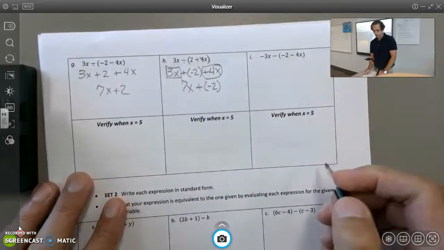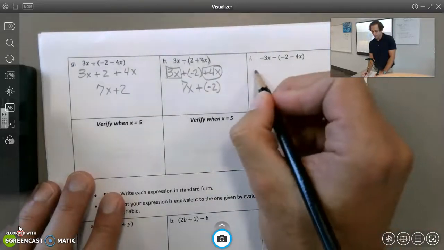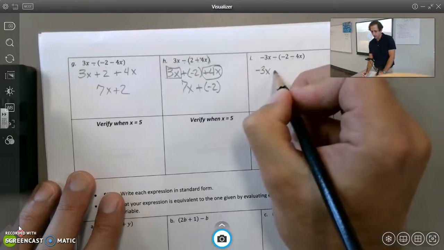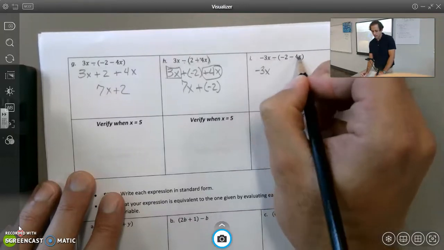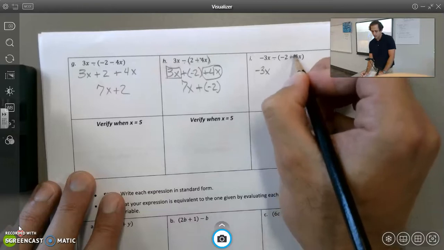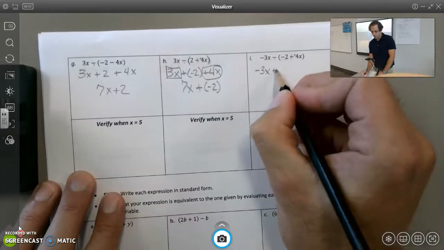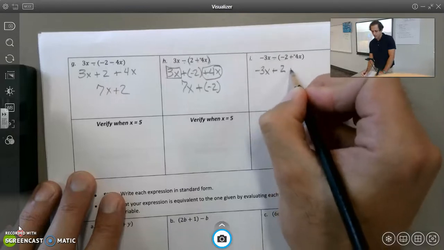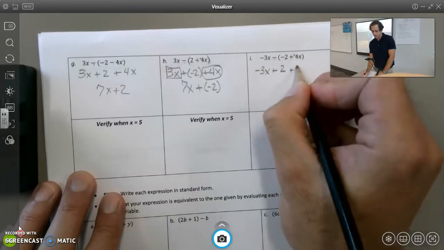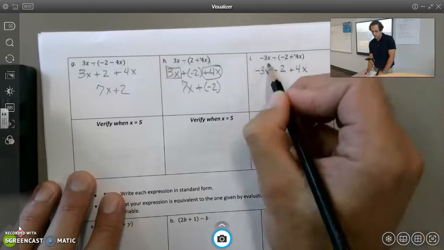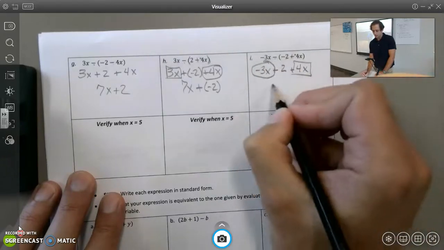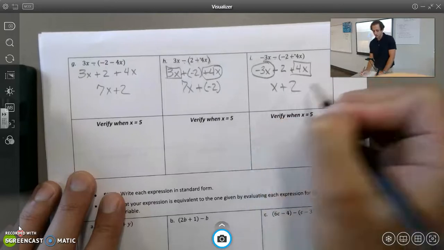Okay. All right. Negative 3x minus negative 2 minus 4x. Again, we're adding the opposite of each of these terms. This is plus negative 4x. So this becomes plus the opposite of negative 2, which is 2, and plus the opposite of negative 4x, which is 4x. Like terms are negative 3x and 4x. I get x plus 2.